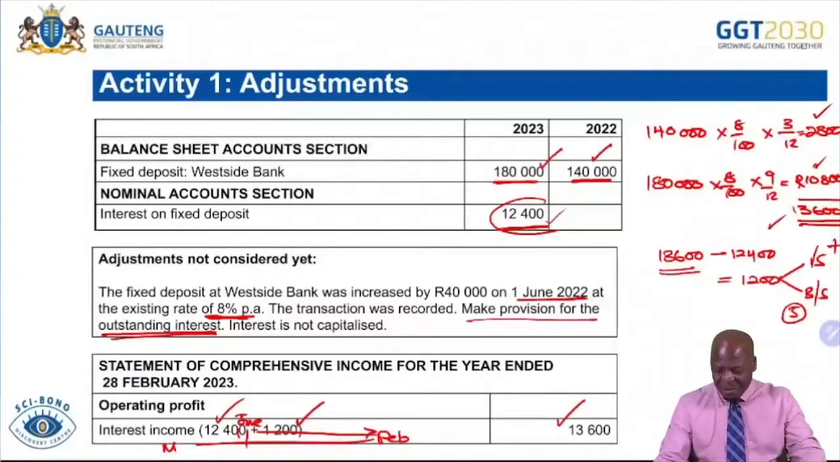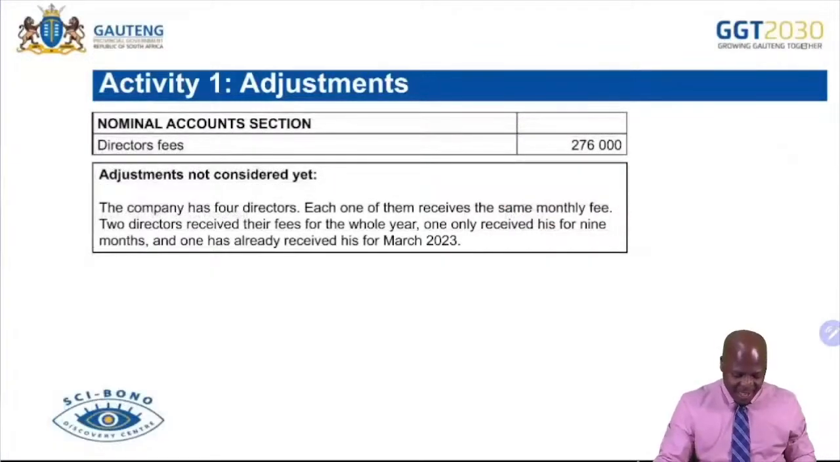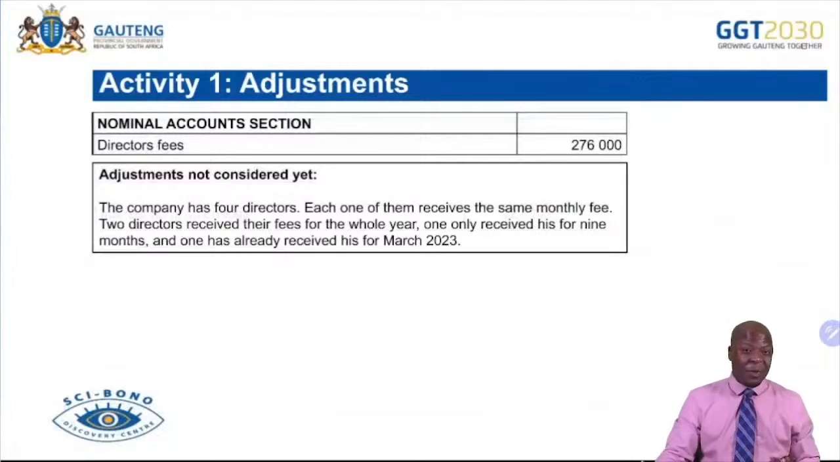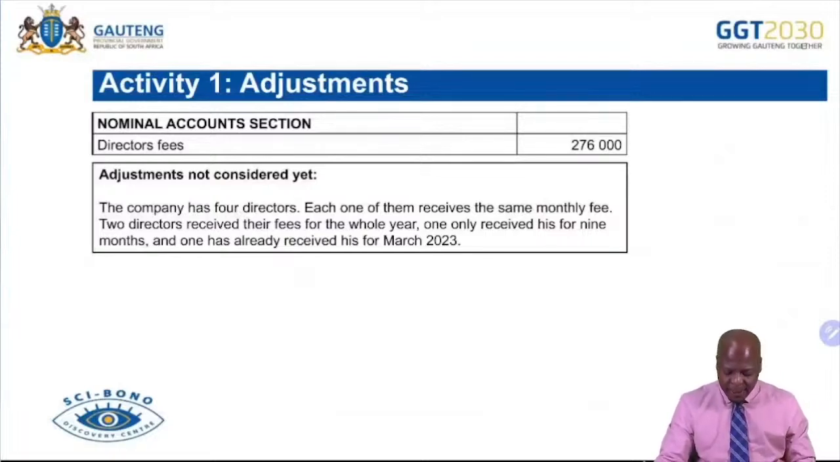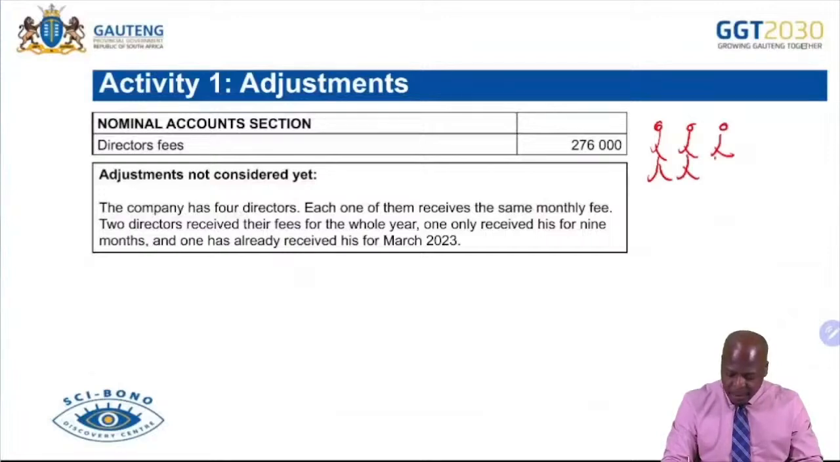Let's see if we can move on to the next adjustment. The next adjustment reads, director's fees. I know you love this one. Let's see if we can do this one together again. Director's fees. The company has 4 directors. Let's have director number 1. Here's director number 1. Director number 2. Director number 3.